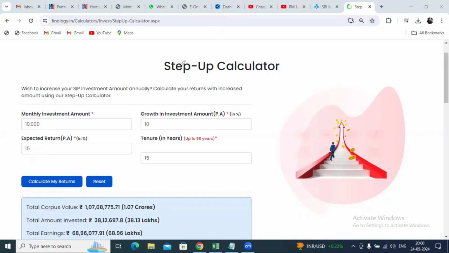Friends, the next one is SIP top up. Let's say you are doing a SIP of 10,000 rupees and you increase it by 10 percent every year, and you invest for the next 15 years. Let's say you get 15 percent return, your total investment value will become 38 lakh, and the market value will become 1 crore 7 lakh rupees.